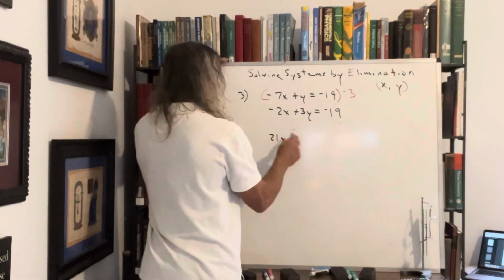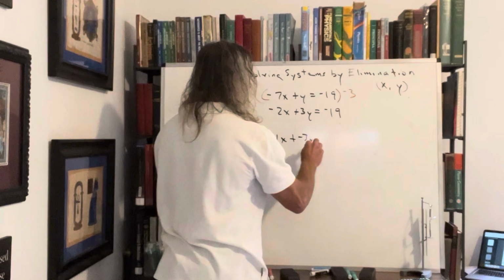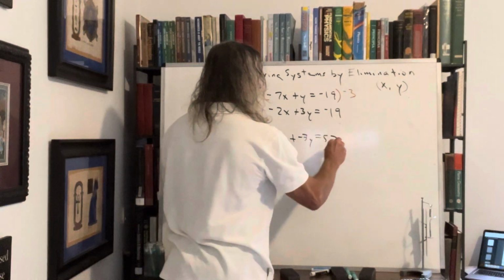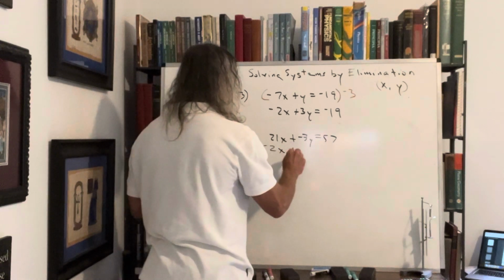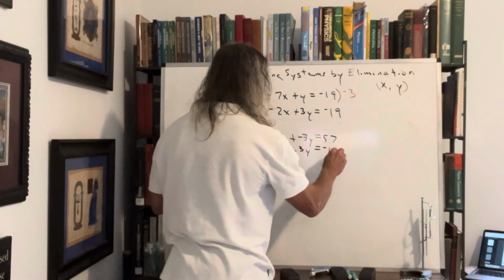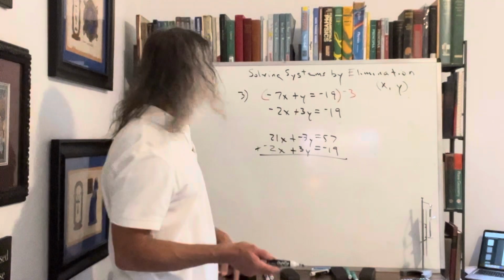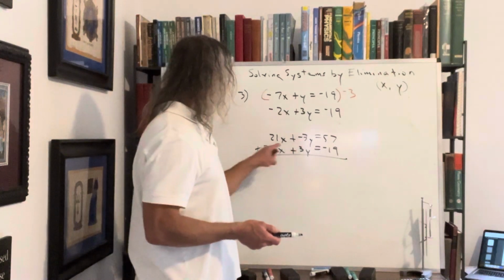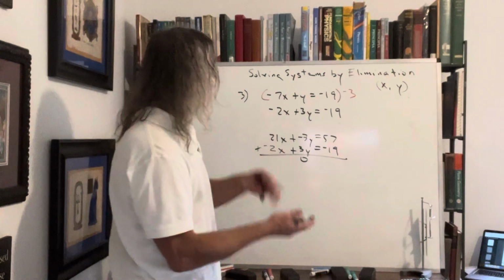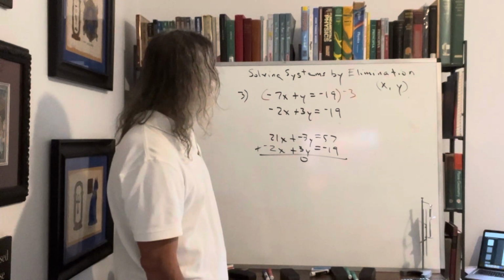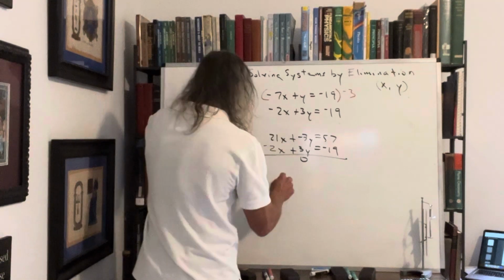21x. Negative 7 times negative 3 is 21. Plus negative 3y is 57. Copy this one down. Because notice, these are equal but opposite now. 3 and negative 3. A number plus its opposite is 0. We've squashed it. We get these and squash them and put them together. Make a new equation. 21 negative 3, 57. Pop. Add down.